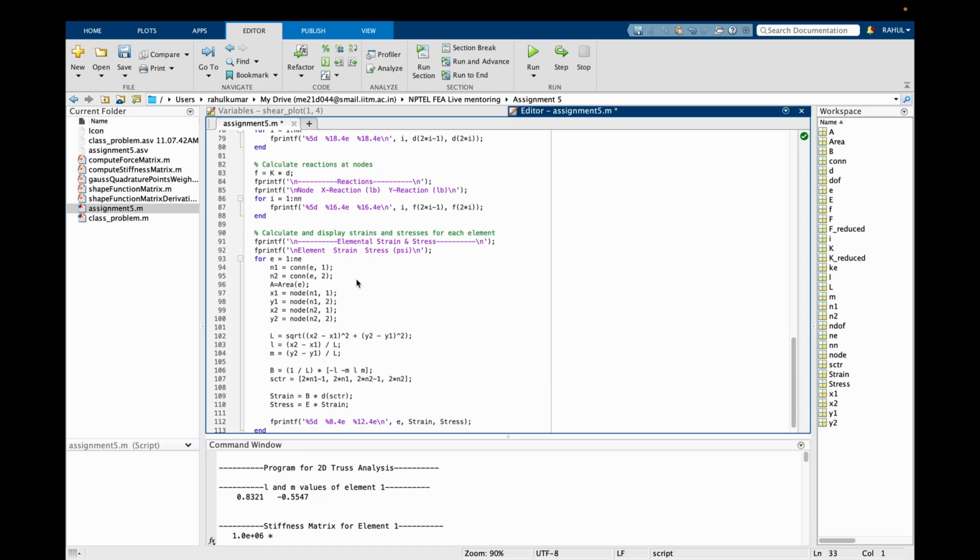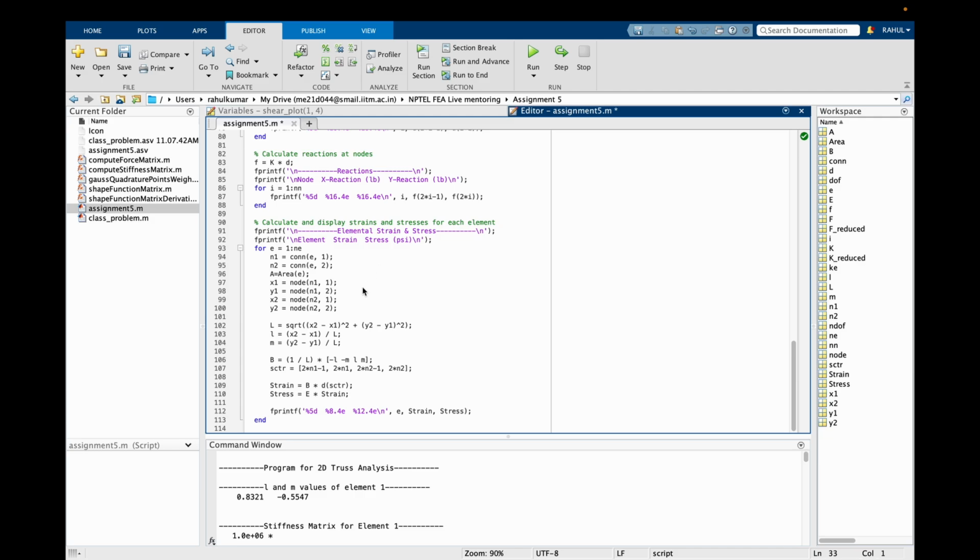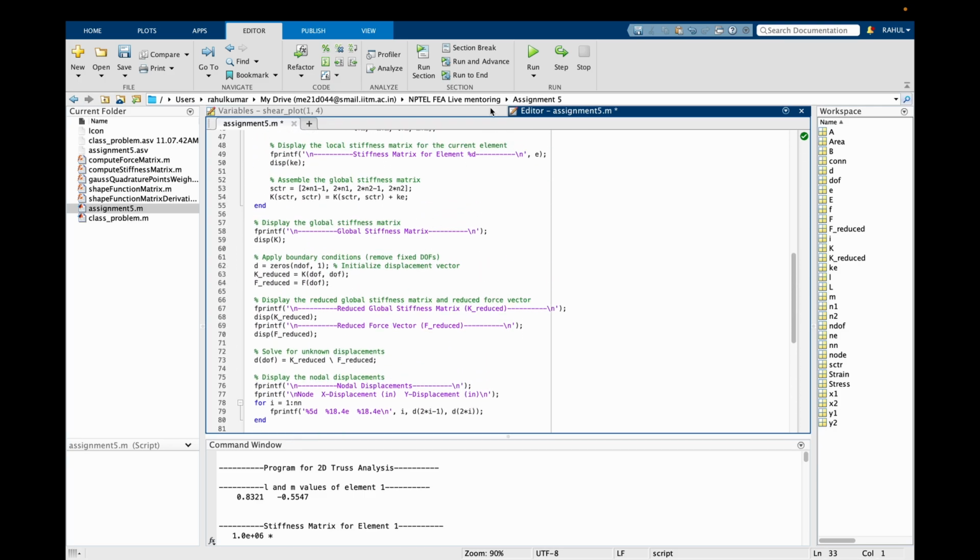Now this code is to find the stress and strains for each element. You can see that this is nothing but to calculate the strain, that will be B times displacement, and for stress it will be E times strain. Now let's run this code.